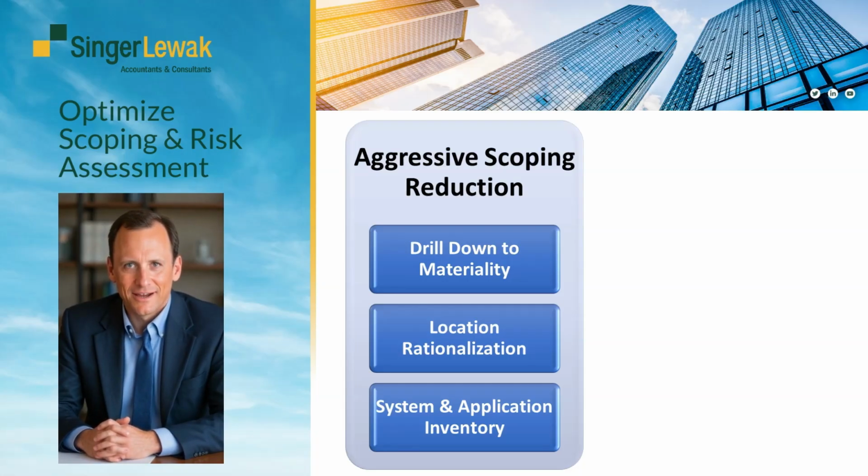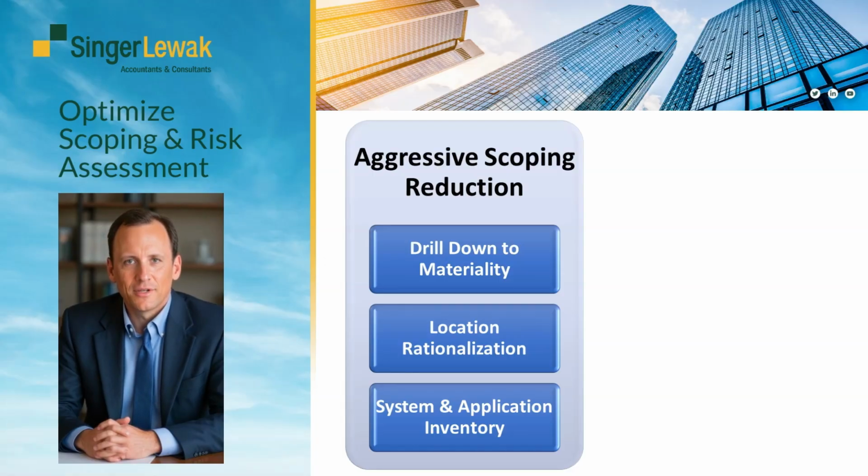First, drill down to materiality. Do not accept a blanket list of in-scope processes. Challenge your internal audit team to justify every single significant account and disclosure. Focus only on those accounts where an error could lead to a material misstatement. If a balance has 0 movement or is consistently immaterial, justify removing it.